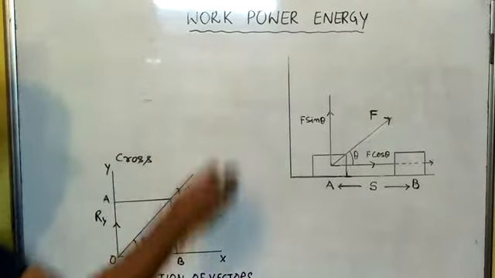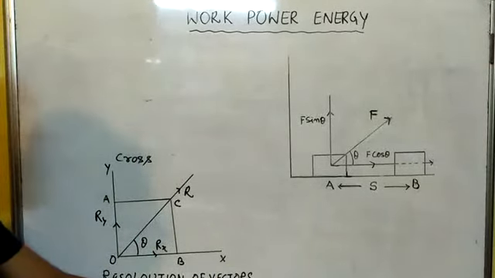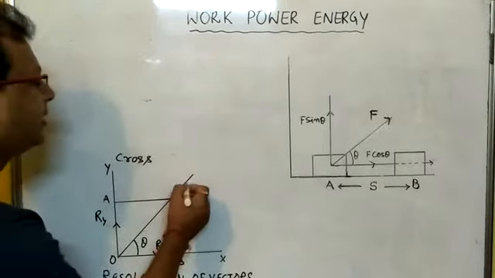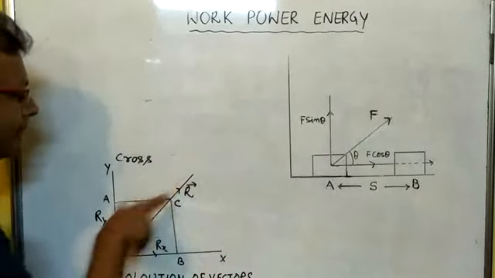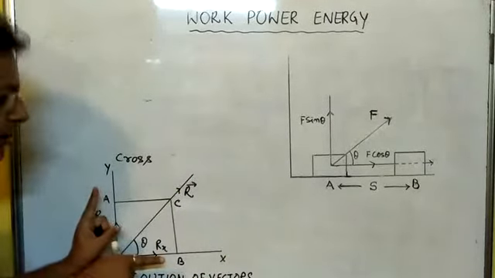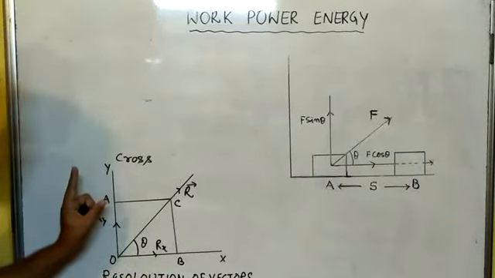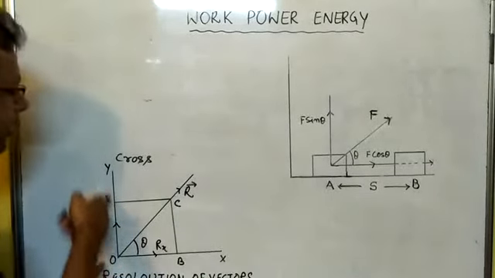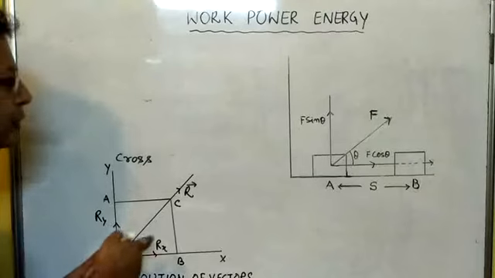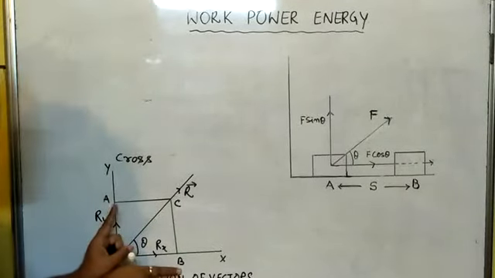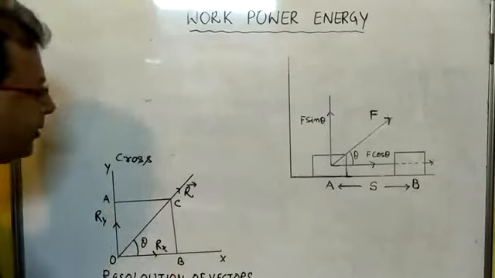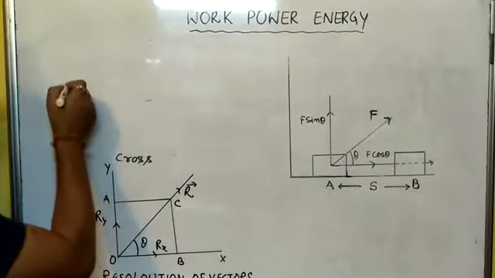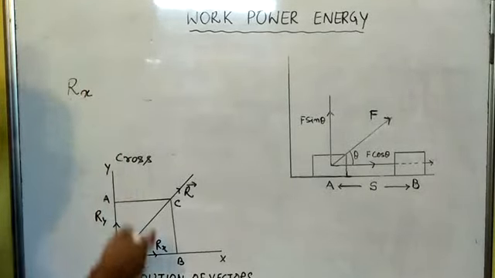Another thing that we should know is called the resolution of vectors. How to resolve a vector? You have a vector, say R bar. The R bar is resolved into two components, Rx and Ry. You see, Rx is along the x direction and Ry is along the y direction. So we can resolve a vector along two components, x component and y component. The x component is called Rx.